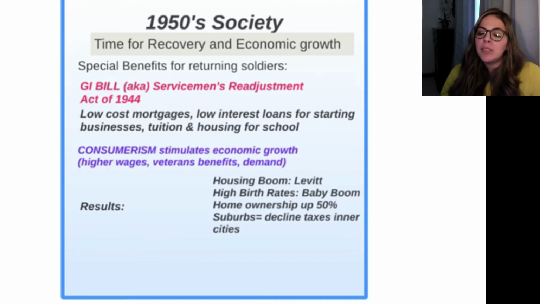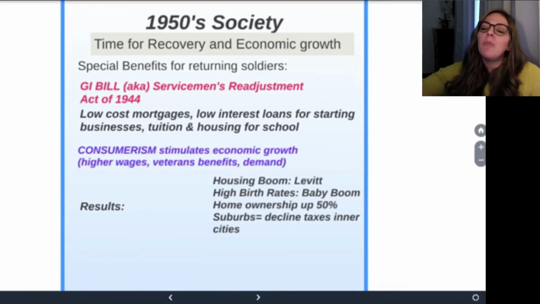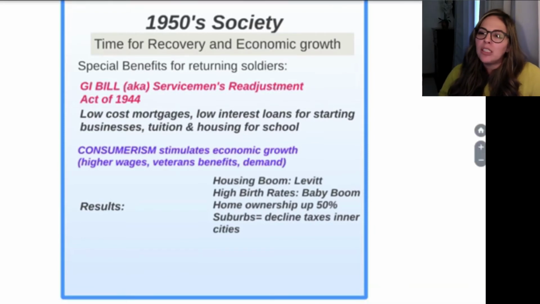So home ownership is at 50%. Suburbs are going to explode. I mean, everybody's going to be moving to the burbs. And this has specific ramifications for the cities, right?